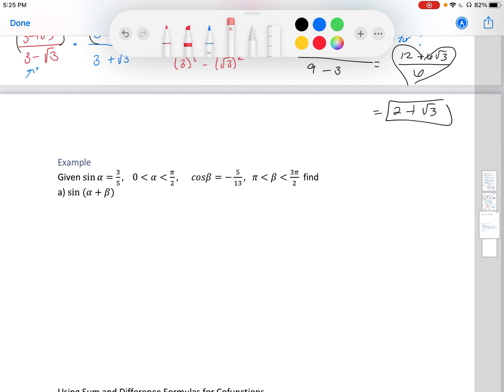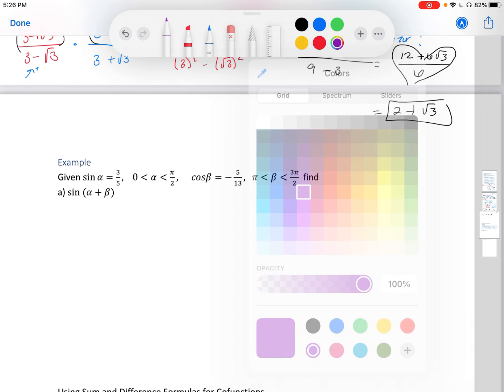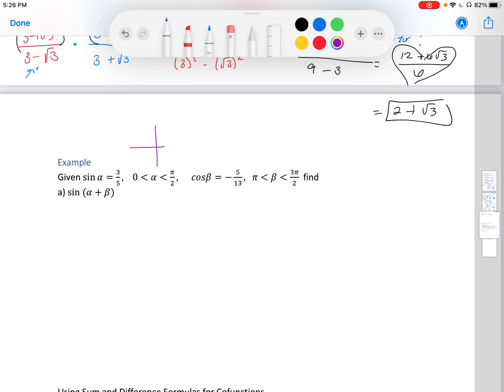So for alpha, we're given the value of it, and we're told that alpha has a bound between 0 and pi over 2. So your alpha is somewhere here. And your beta has a similar bound, but it's between pi and 3 pi over 2. So your beta is somewhere here. And you always make your triangle touching your x-axis.